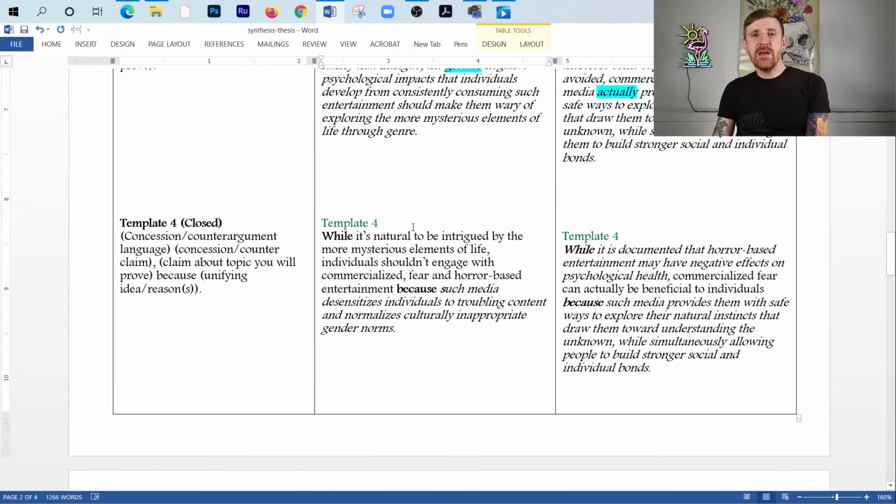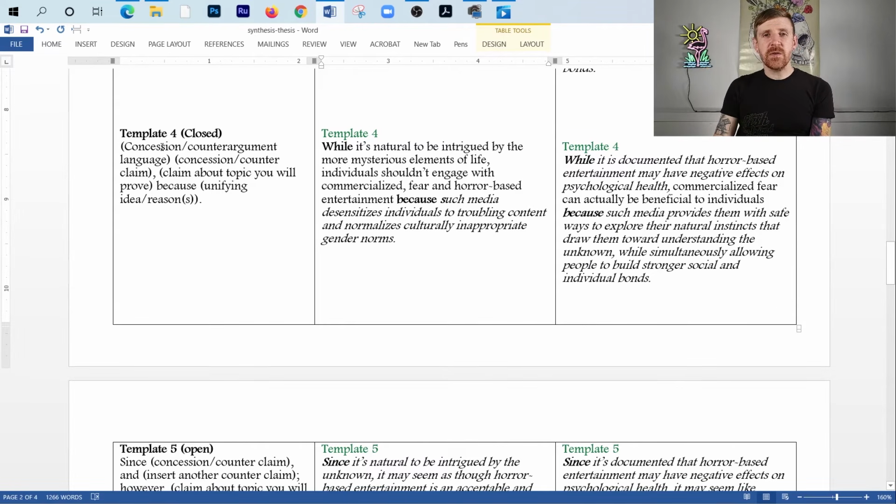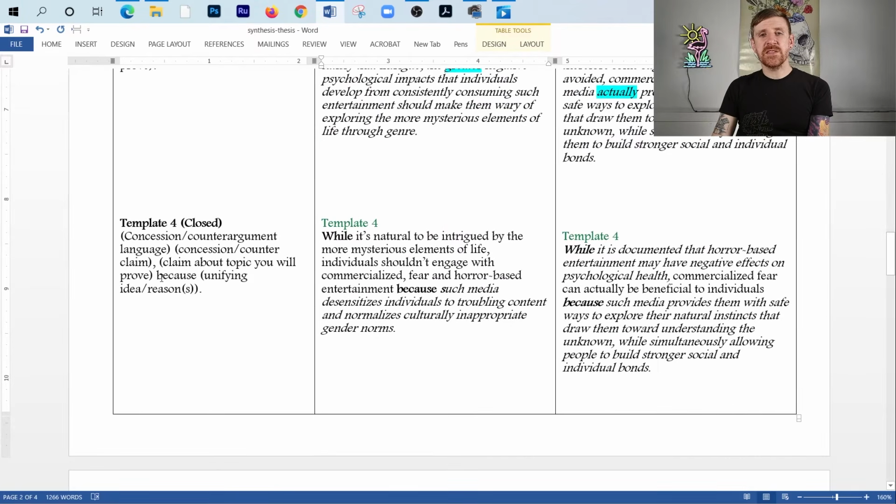Okay, template 4 is a closed thesis here. We're going to deal with our concession and our counter argument. We're going to put that language up top. We're going to put our claim there. And notice that the difference between template 3 and template 4 is that we put this word because in here, and we have a unifying idea or reason. And this is going to kind of close things off just a little bit. So you'll see how this looks.